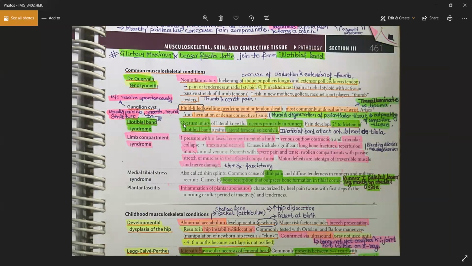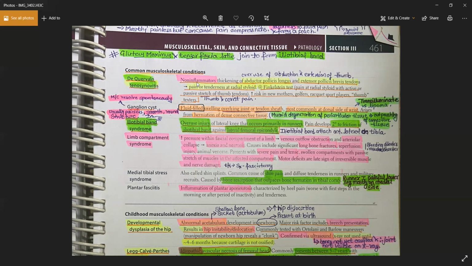Then you have some other common musculoskeletal conditions. First is tenosynovitis, which is a non-inflammatory condition, or a thickening, you can say. Although it has the name itis in it, it is not an inflammatory condition. It is just the thickening of the abductor pollicis longus tendon, which happens because of the overuse of this tendon or the overuse of the thumb. So a thickening of the abductor pollicis longus or the extensor pollicis brevis tendon happens because of overuse.